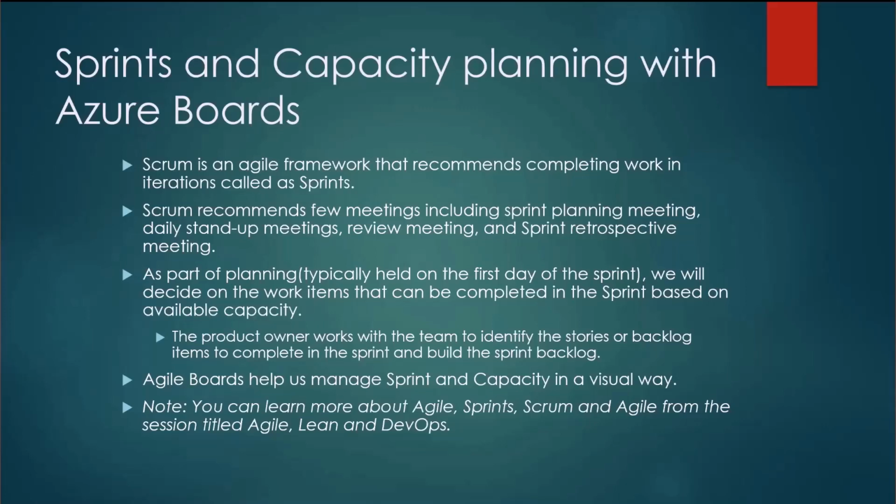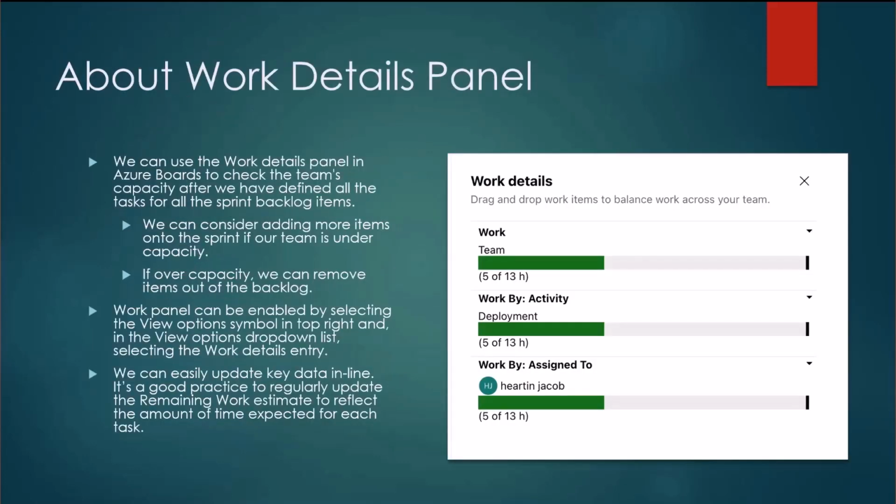Today, our focus is on what features Azure Boards provides to manage this sprint and capacity in a visual way. A few important things when you work with Azure Boards. We can use the work details panel in Azure Boards to check the team's capacity. After we have defined all tasks, we can consider adding more items into the sprint if our team is under capacity. If over capacity, we can remove items out of the sprint backlog. So Azure Boards will give a visual representation of where we stand. Are we over capacity or are we under capacity?